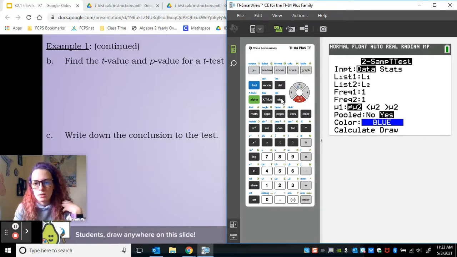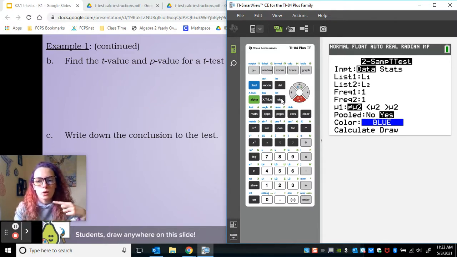We were testing that for our alternative hypothesis, that U1 is not equal to U2, meaning the means are not equal to each other. Versus if I wanted to say U2 is larger or U1 is larger, I could choose the other options. But for our alternative hypothesis, it's that they're not equal to each other.